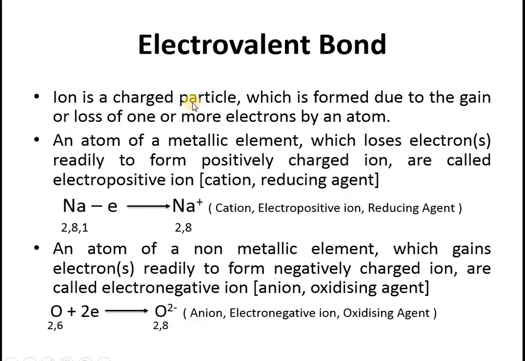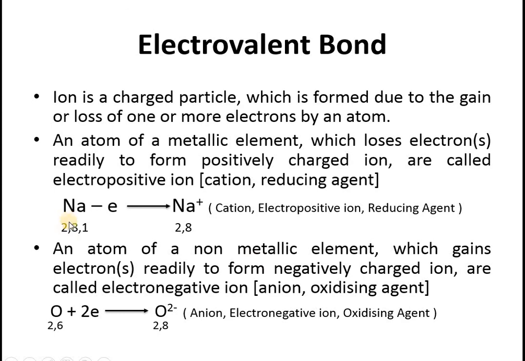So an ion is a charged particle which is formed due to the gain or loss of one or more electrons by an atom. An atom of a metallic element which loses electrons readily to form a positively charged ion is called an electropositive ion or cation, and it is a reducing agent.